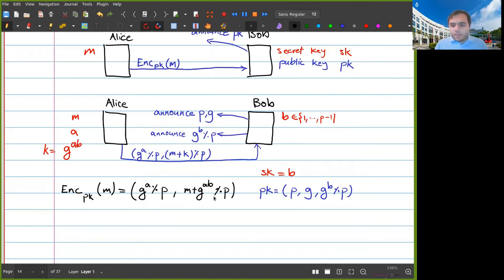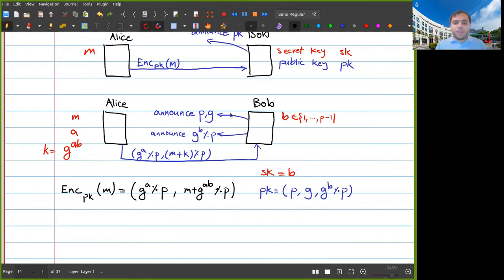Now, why does this work? Because this is basically Diffie-Hellman, except that the timing has changed. Instead of Bob first announcing P and G, and then his part of the secret, which is G to the power of B, and then Alice announcing G to the power of A, and then both of them computing this shared key G to the power of AB, we are doing this in order.